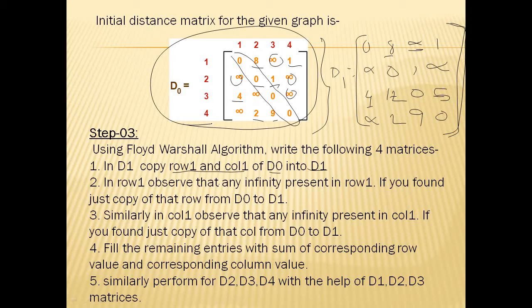Same like that, we'll go with D1. So in D1, first we need to copy the row 1 and column 1 of D0 into D1. Then in row 1, observe if any infinity is present. If you found, just copy that row from D0 to D1. Same like that, in column 1, if you observed any infinity, just copy that column from D0 to D1. So fill the remaining entries with sum of corresponding row value and corresponding column value, and similarly we'll perform with remaining things.